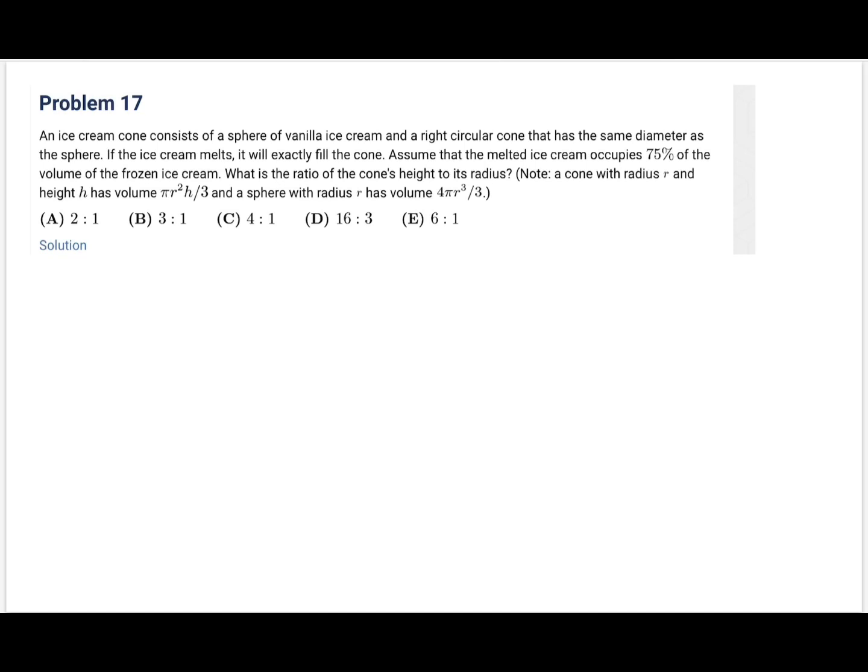Let's just draw the problem out here. This would be the radius of both the cone and the sphere.